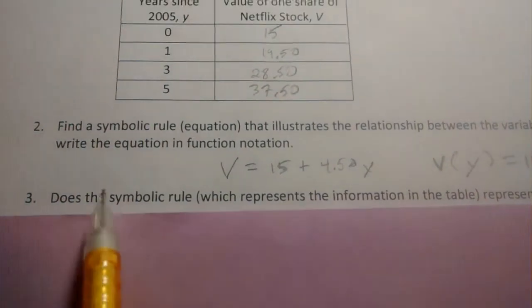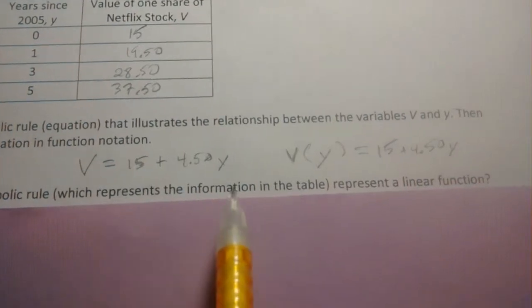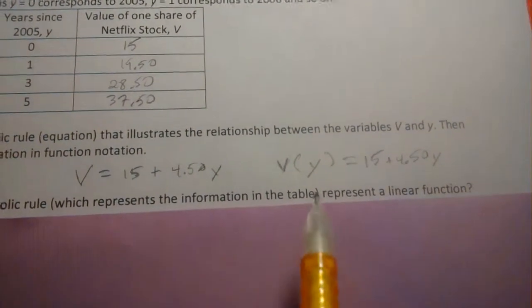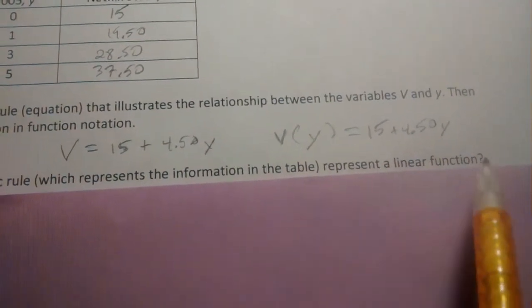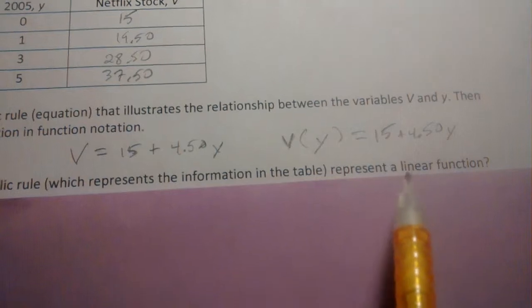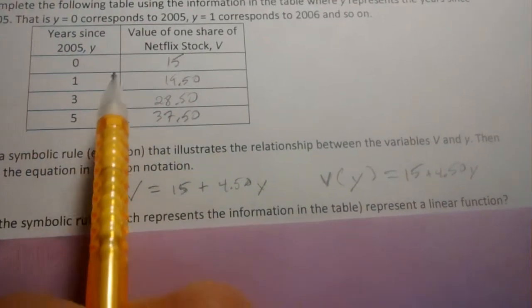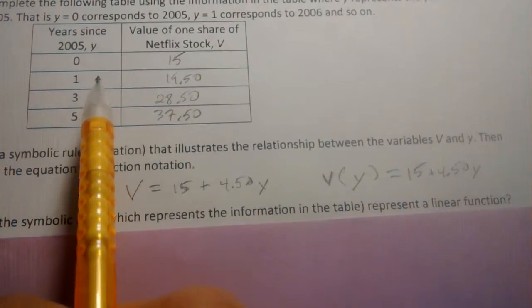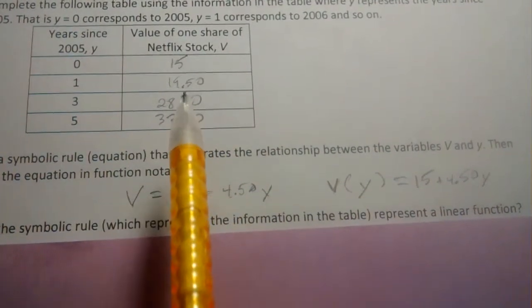Problem 3 says, does the symbolic rule, this one or this one, which represents the information in the table, represent a linear function? So I wanted you to go back and review this definition here and what it means for a function to be linear. If you recall, it means that the average rate of change between any and all pairs of points is the same. And so let's go check a few.